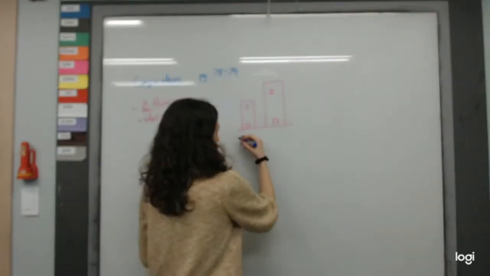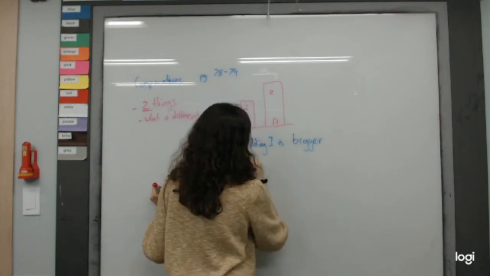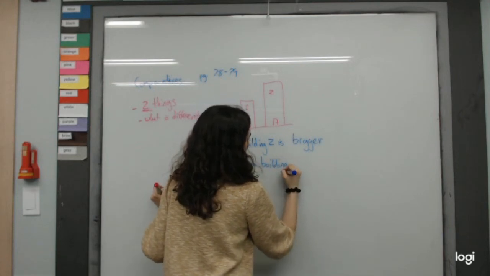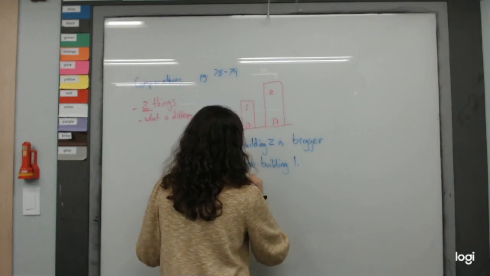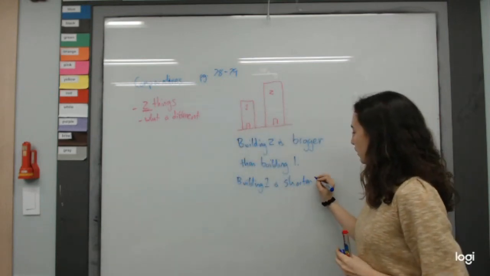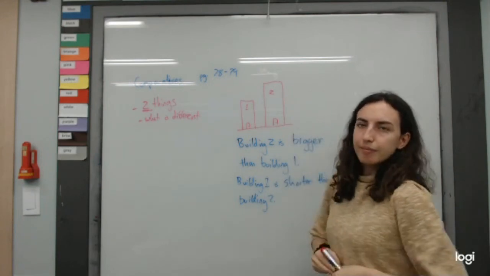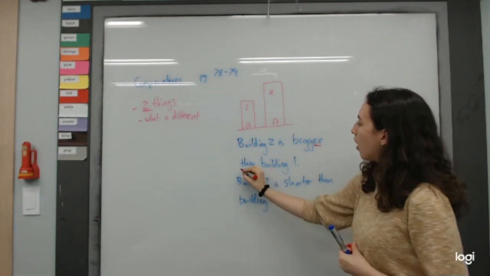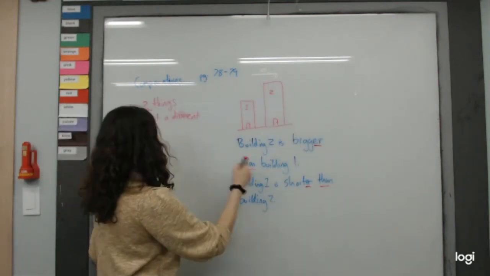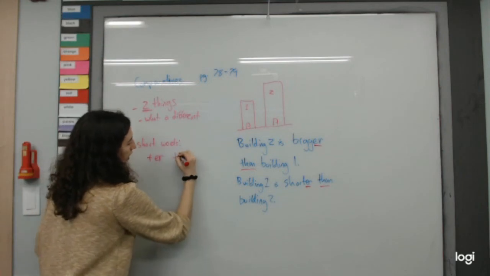So we can say Building 1 is bigger than, oh no, I'm sorry, Building 2 is bigger than Building 1. Or Building 1 is shorter than Building 2. Okay? So, when we use these comparatives, we have to remember E-R than. First rule, when we have short words, big, short, we add plus ER, and then we use than.